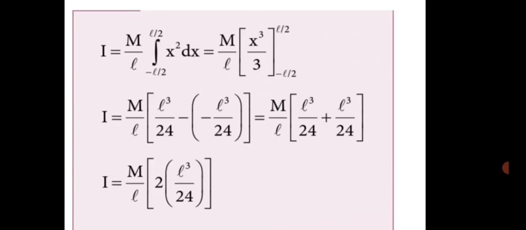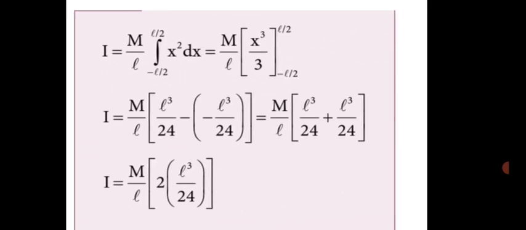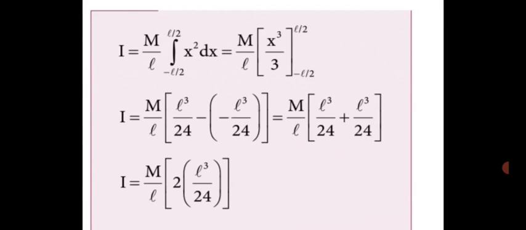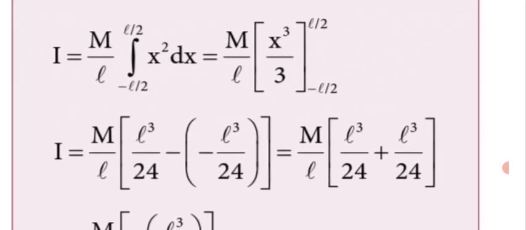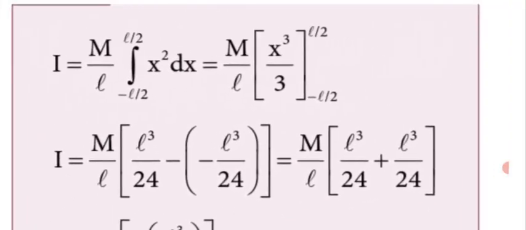After the integration, we know that the integral of x power n dx is x power n plus 1 by n plus 1. Here n is 2, so we get M by L into x cube. How do we get x cube? The formula is the integral of x to the power n is x to the power of n plus 1 by n plus 1. Same here: x square becomes x cube, and the denominator n plus 1 is 3. So M by L into x power 3 by 3, from minus L by 2 to plus L by 2.